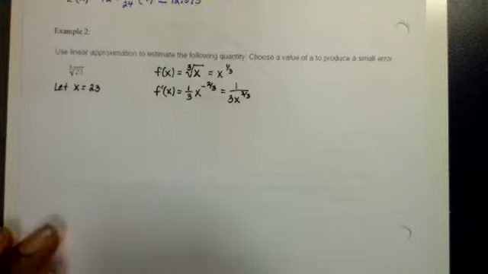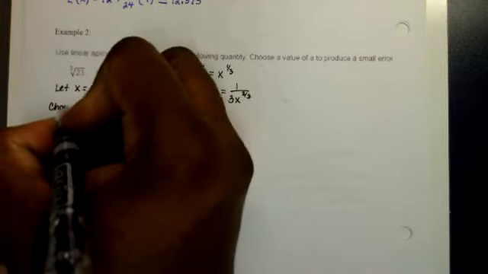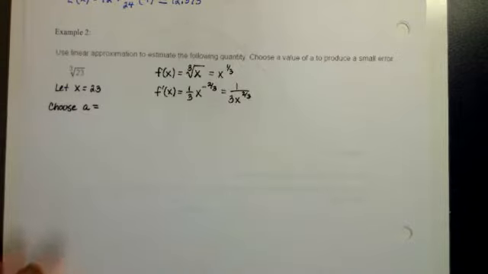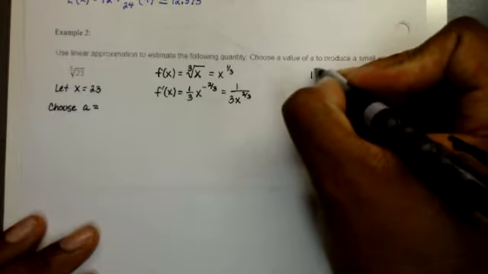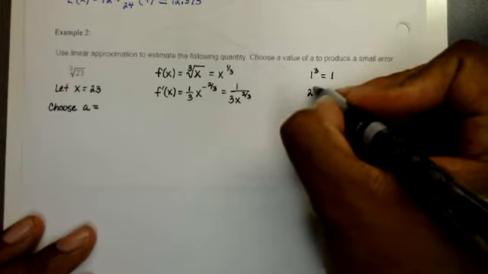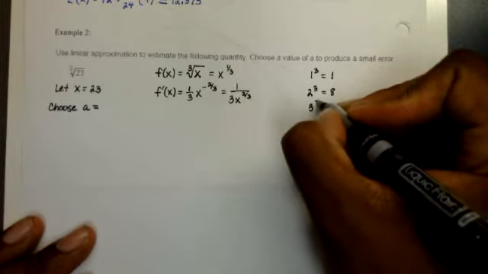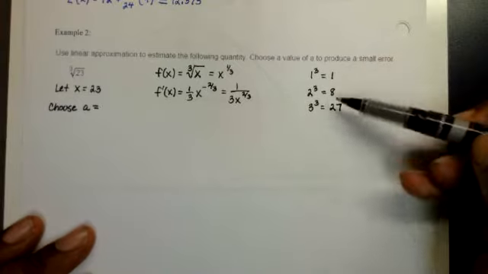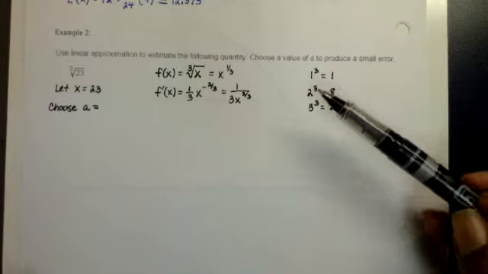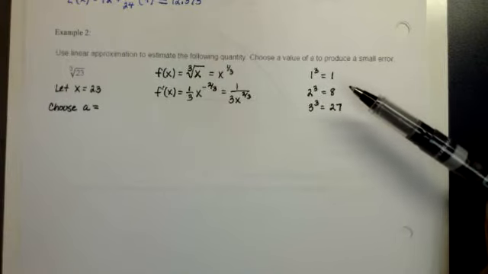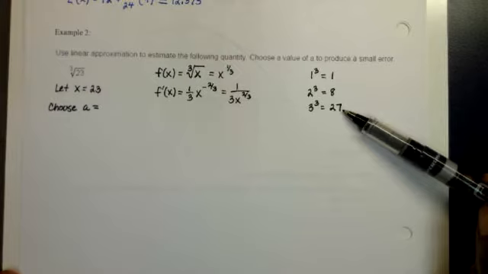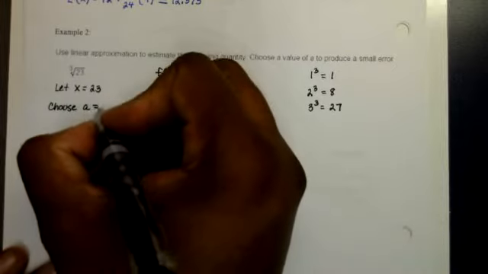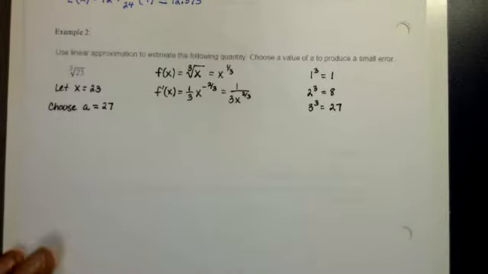Now, since I let x equal 23, I need to choose some value of a that's closest to 23 and is a perfect cube because I'm dealing with the cube root. So let's list some perfect cubes here, like 1 cubed, that's 1. 2 cubed is 8. 3 cubed is 27. Well, 23 is between 8 and 27, but I need to pick the one that's closest to 23. Let's pick the perfect cube that's closest to 23. Well, 27 is closer to 23 than 8 is to 23. So let's use 27. So our A would be equal to 27.